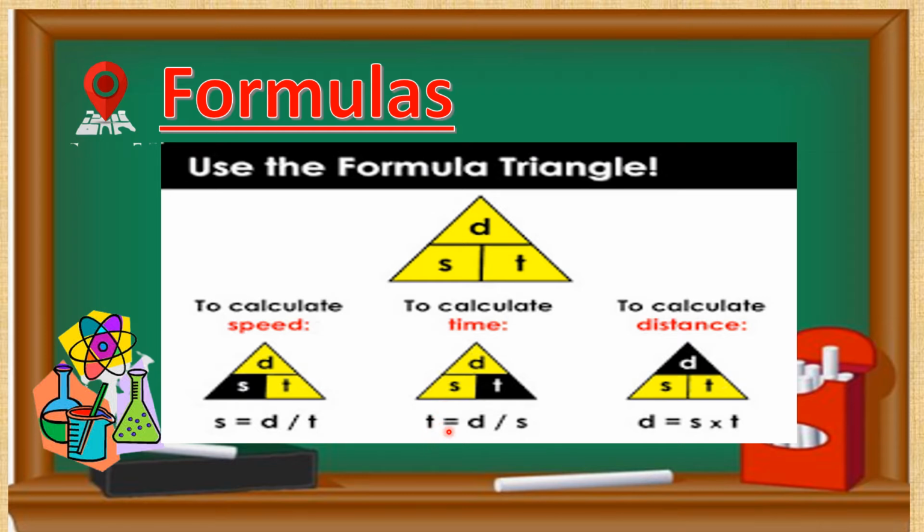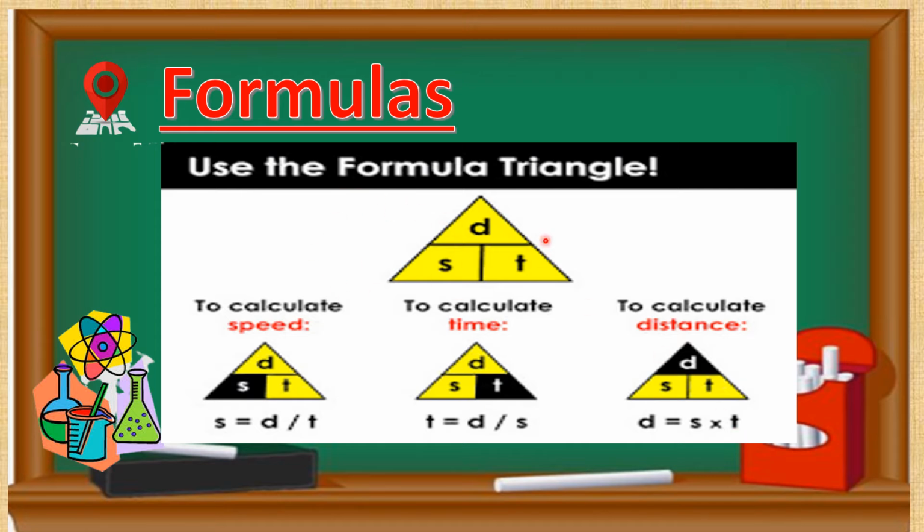Next one is if we have to calculate the time, so time here is equal to distance over speed. Again, time, distance over speed. Next one here, to calculate distance, what we're going to do is multiply speed and time. So distance is equal to speed times time.